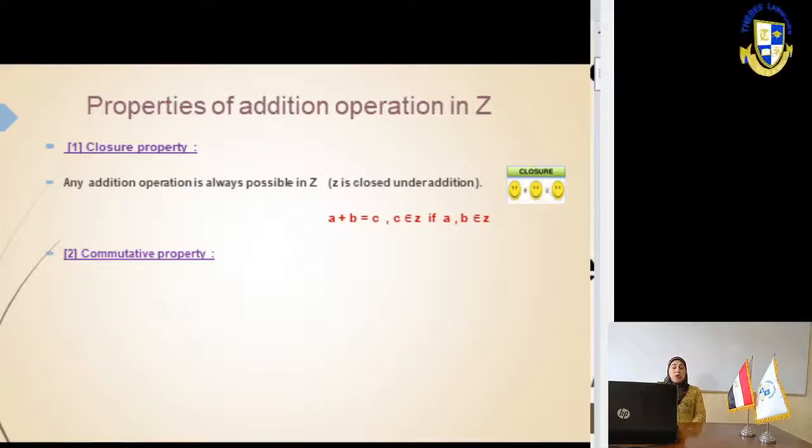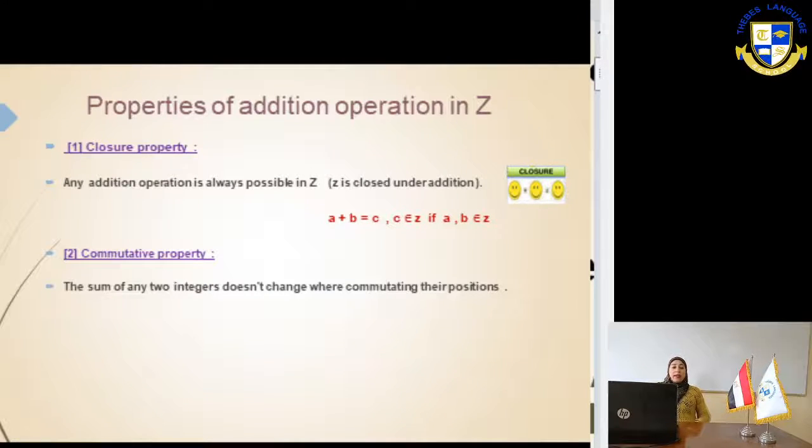Here, the sum of any two integers didn't change if I change the place of these integers, which means a plus b equals b plus a. So, if I switch the place of these integers, the answer will stay as it is.